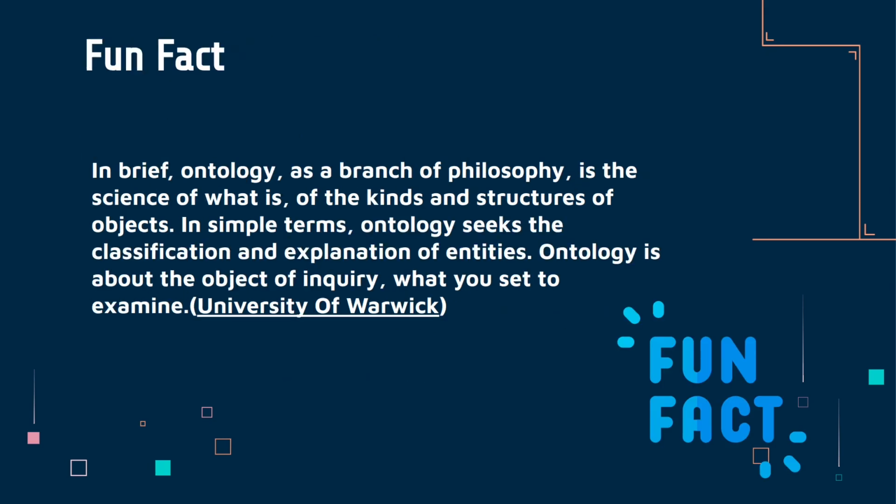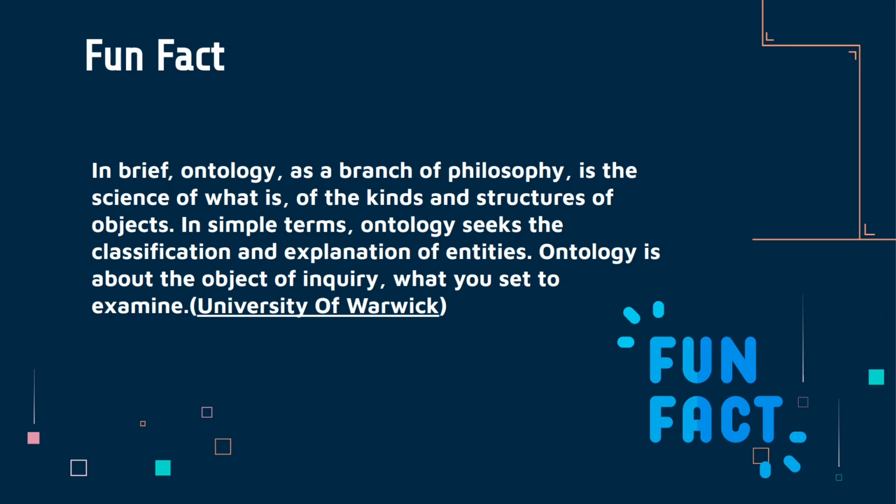Okay, so let's look at some fun facts, which is called ontology. Ontology is a philosophical study that studies the science of what is, of the kind and the structure of objects. In simple terms, ontology seeks the classification and explanation of entities. Ontology is all about the object of inquiry: what you see, what you set to examine. Basically, ontology just explains the relation between different objects and the structure of these objects.